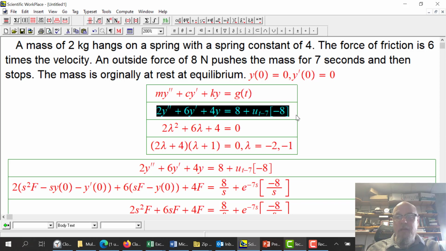I need to know the initial conditions if I'm going to do Laplace. They say the mass is originally at rest, so y prime is equal to 0, at equilibrium, so y naught is equal to 0. So the two initial conditions are 0.